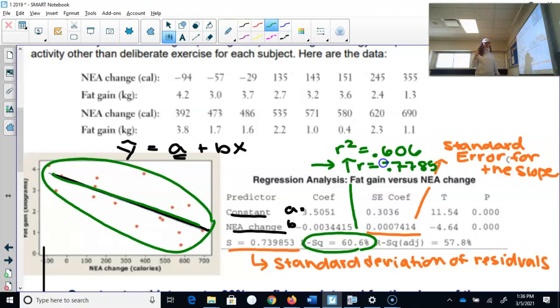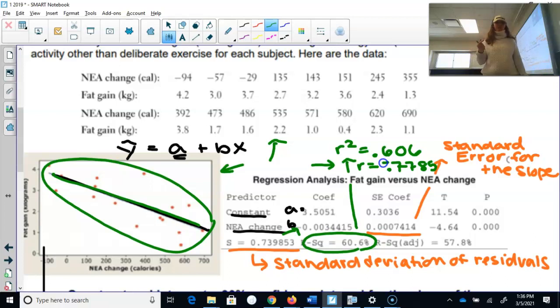How would I know that my relationship is negative if I did not see the graph and I did not have the data to plug it into my calculator to look? What if I only had the Minitab output? What could you do? Well, you could look at the slope. The slope is going to tell you the relationship as well, so you would know that this R needs to be negative. Let that sink in for a second. Make sure that you understand that.